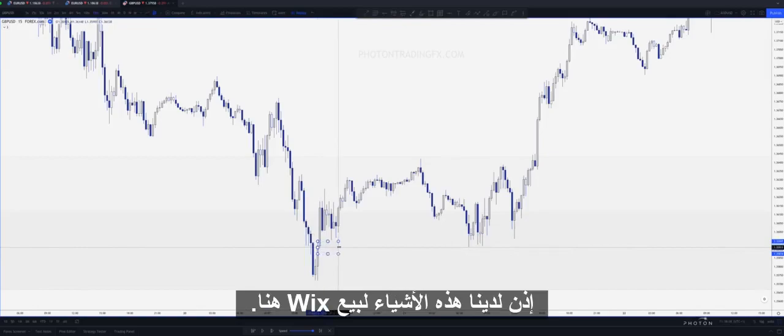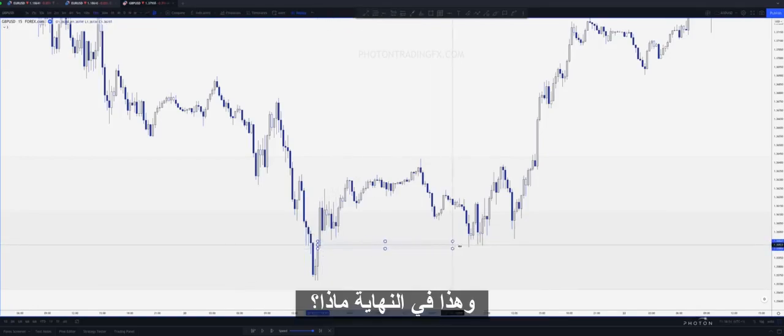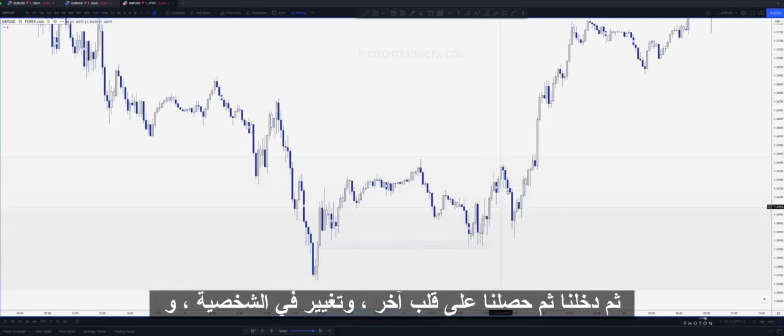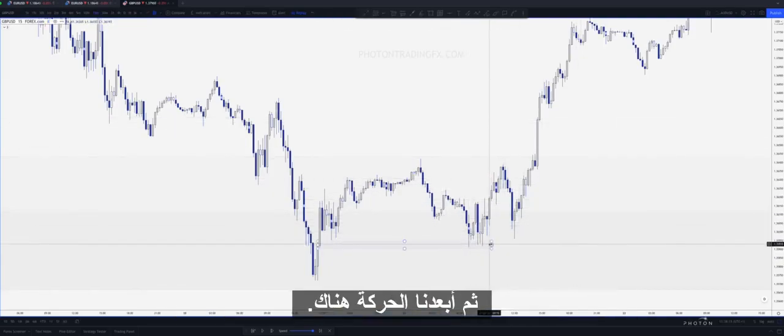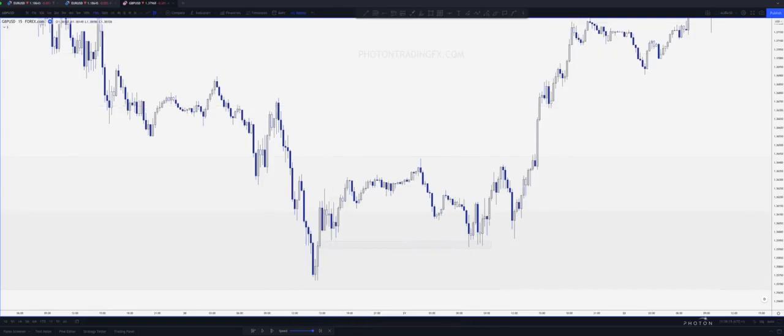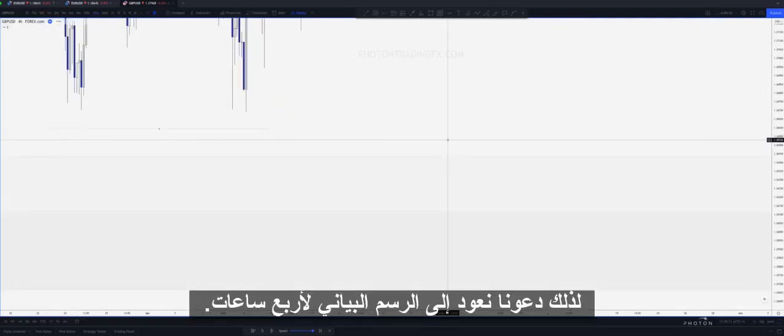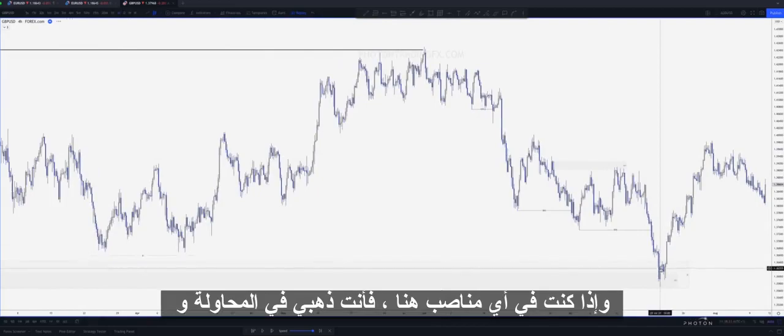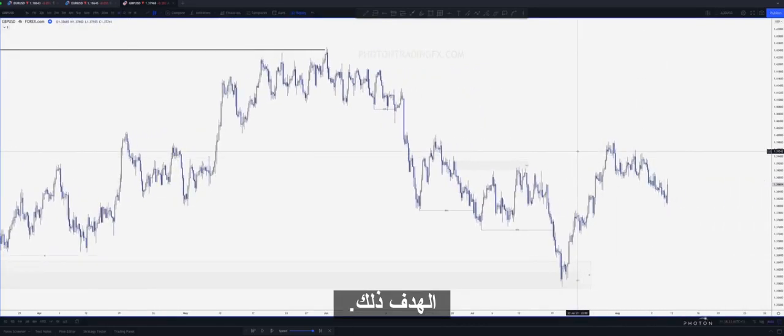So then we have these buy to sell wicks here. Just put that on there, and that's eventually what we then came into. Then we got another flip, a change of character, and then we got the movement away there. So let's head back up to the 4-hour chart, and if you're in any positions down here, you are golden to try and target that.